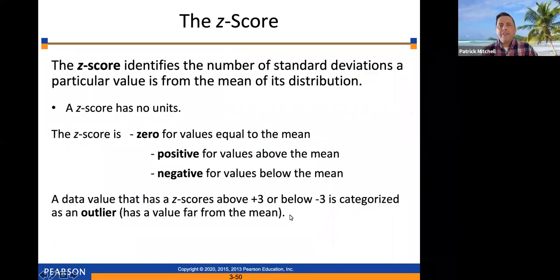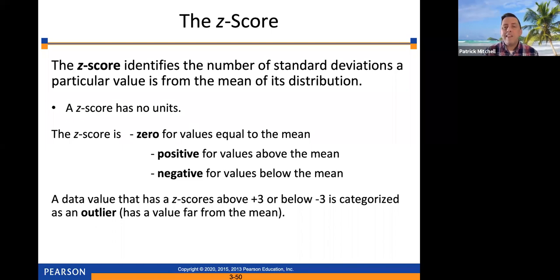All right, then we have the Z-score. This is very important. We're going to be using these a lot for the next couple months at least. The Z-score identifies the number of standard deviations a particular value is from the mean of its distribution. The number of standard deviations. Note that a z-score has no units.